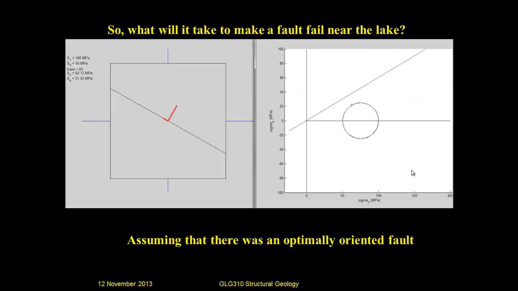So let's take an optimally oriented fault where we know theta is 61 degrees. So this is a reverse fault. It's got a 30-degree dip as shown here. In this case, this is our best ratio of sigma N and sigma S, but it's still sitting down in our stable field. So there's no fault that can fail under these stress conditions.